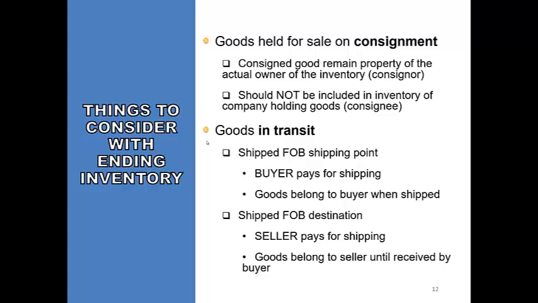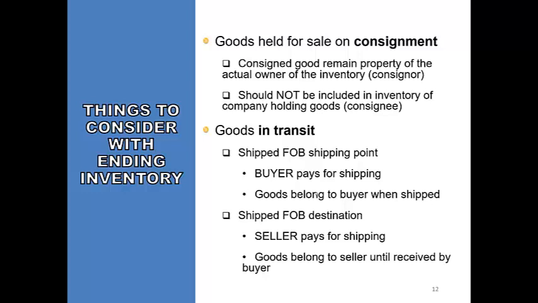We studied FOB shipping point and FOB destination in the last chapter. These terms are really important because whoever is paying for the shipping is who the goods belong to during the shipment. For example, if goods are in transit on December 31st at year end, whoever is paying for the shipping is who will include those goods in their merchandise inventory.